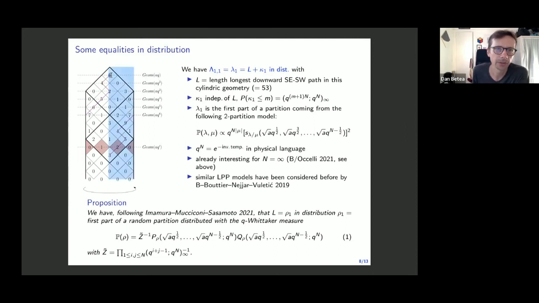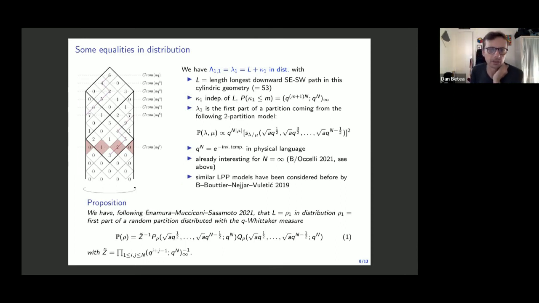So here you have a geometric random variable with parameter AQ. And here, for example, every number in every square is a geometric random variable with parameter AQ to the 6th, because we're in the 6th diagonal. And you again look at the longest path using these two sequences of steps, starting from here and going all the way to infinity. And lambda 1, 1 is equal to the length of that in distribution plus something independent.